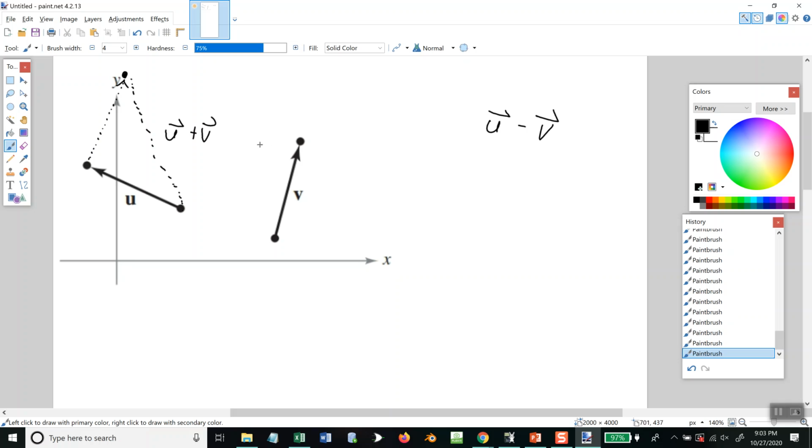Now u minus v. If we got a distance of u, where do you think the minus would go? Opposite direction. Yes, it goes down here. I can't go the entire distance because I planned poorly. And this right here is our u minus v.